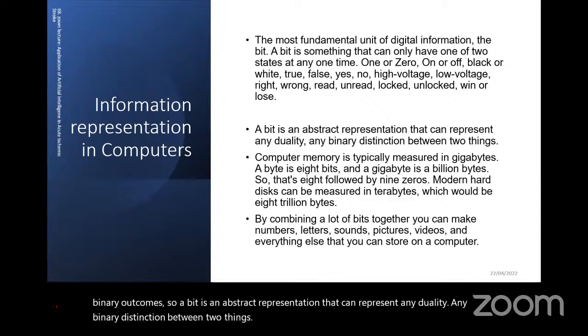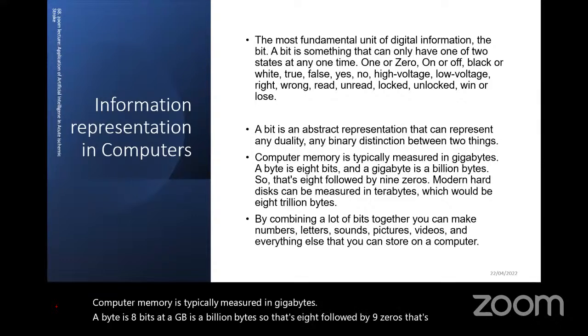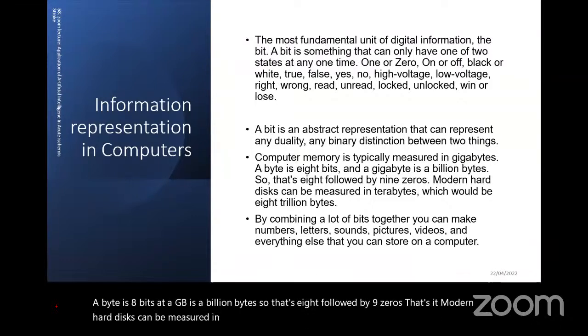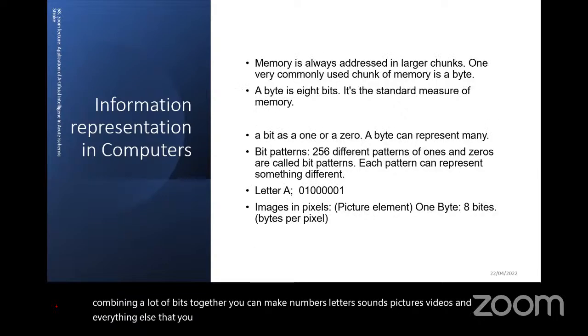Computer memory is typically measured in gigabytes. A byte is 8 bits, and a gigabyte is a billion bytes, so that's 8 followed by 9 zeros. Modern hard disks can be measured in terabytes, which would be 8 trillion bytes. By combining a lot of bits together, you can make numbers, letters, sounds, pictures, videos, and everything else that you can store in a computer.